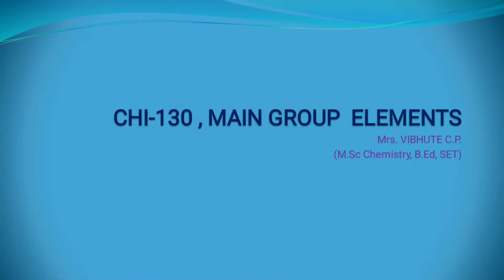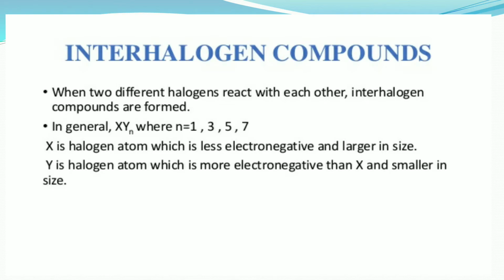Welcome to all. Here we are going to learn the CHI 130 course, main group elements. Our today's topic is interhalogen compounds.